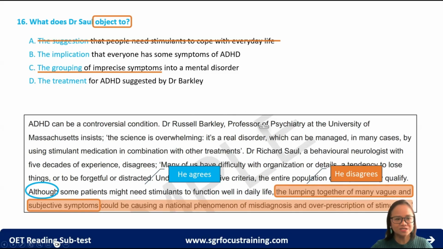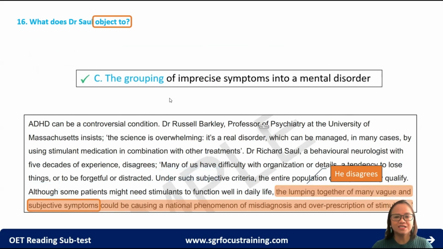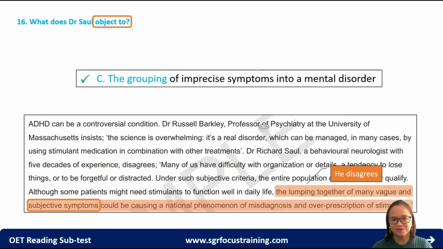And then we've got the word symptoms. We found the word symptoms in here. And the word imprecise, signposted by the word vague. If something is vague, it means it's not simple. It's not very clear. So if it's not simple or very clear, that means it could be imprecise, not true, not correct, etc. Not clear. So there are your synonyms. So that tells you that letter C is the right answer for this.